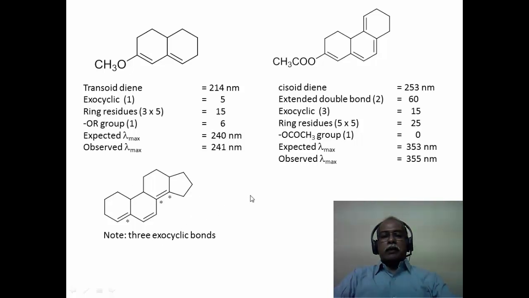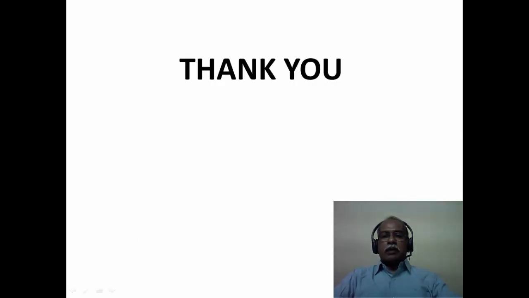So what we have seen in this particular module is the fundamental nature of the electronic transitions in an organic molecule, the types of transitions that are present in organic molecules, particularly olefins and carbonyl compounds. We still have to see the electronic transitions of aromatic molecules, which we will consider in the next module. Thank you very much for your attention.